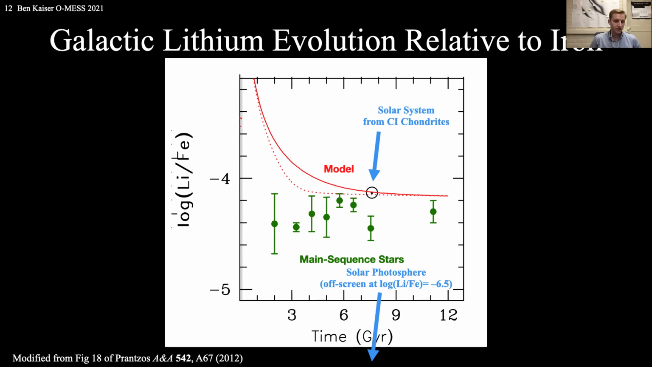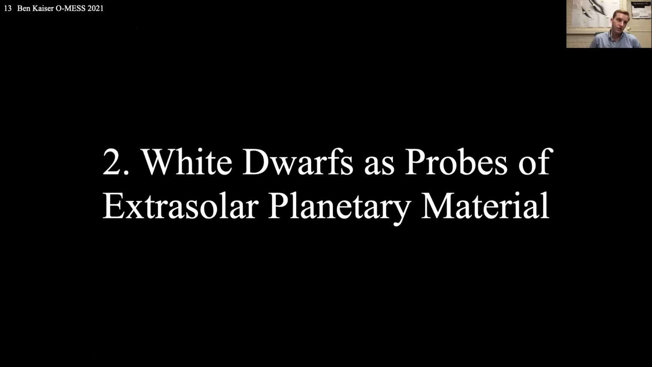And it's likely that these other main sequence stars also have burnt some portion of their lithium. So why is everyone using main sequence stars to track galactic lithium evolution if we know the closest main sequence star is not trustworthy for this measurement? Because they didn't really have any other option. Switching gears slightly, we will now discuss how white dwarfs can reveal the abundance of extrasolar planetary material.